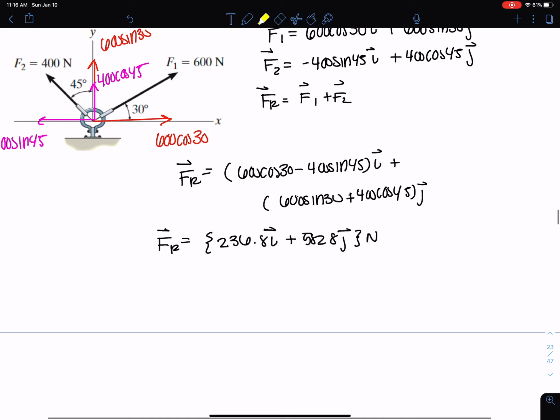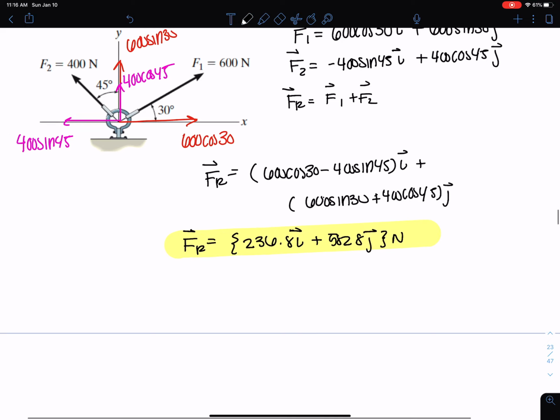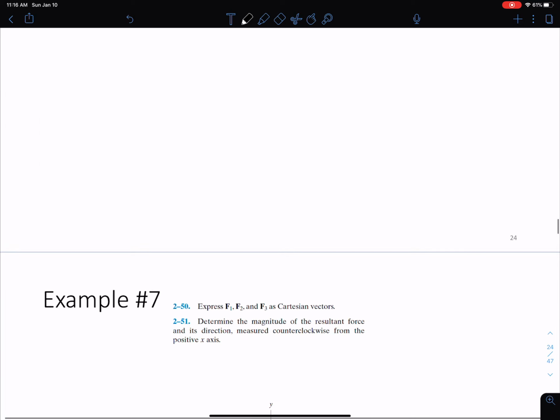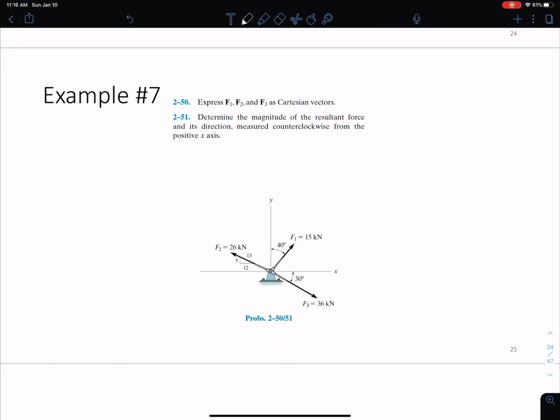To get the resultant, of course, I would just take the square root of both of those squared, and theta is just fy over fx. Okay, so pretty straightforward. We're going to do another example here, example 7.